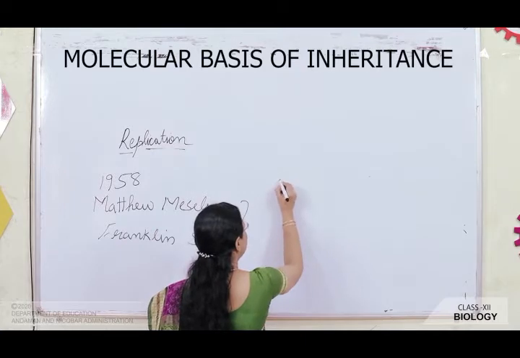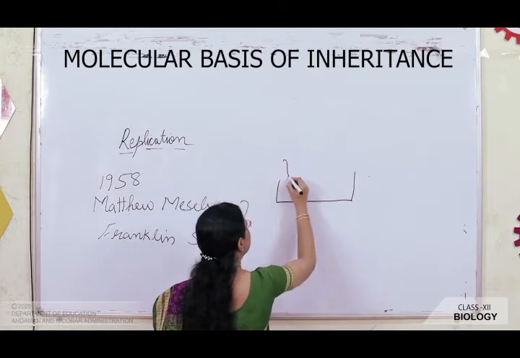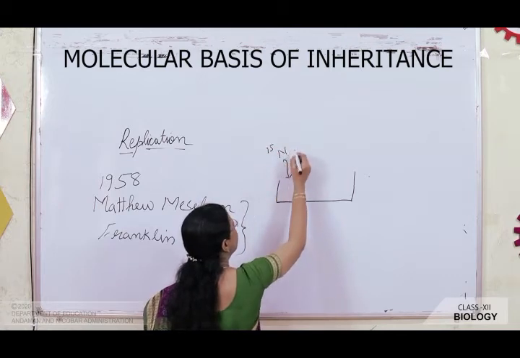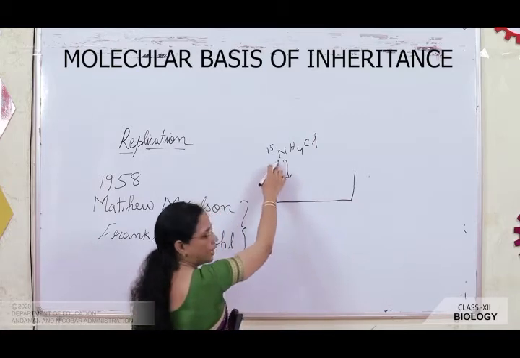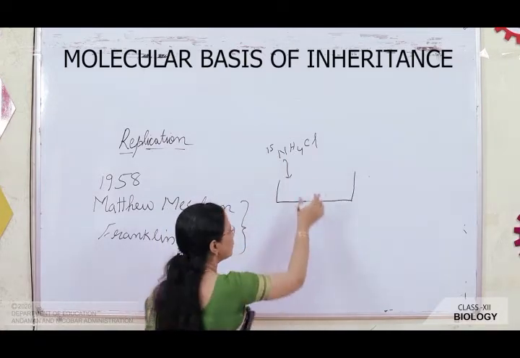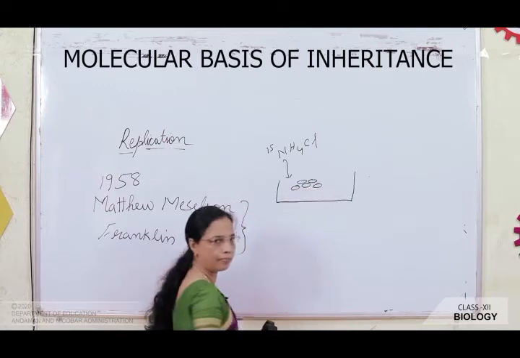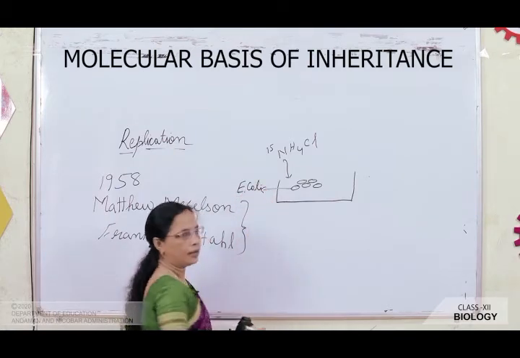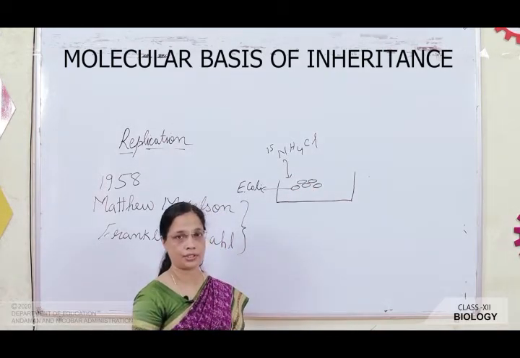They conducted an experiment in which they made a nutrient medium. In that nutrient medium, a heavy isotope of nitrogen is added, that is N15, in the form of ammonium chloride. In this nutrient medium, bacteria are cultured. Which bacteria? E. coli bacteria. This is allowed to multiply for many generations.